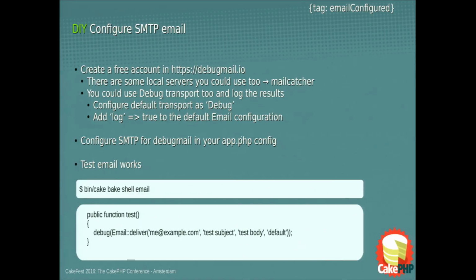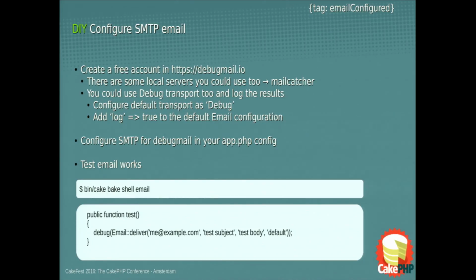So the next thing we're gonna do, I'm gonna give you 5 minutes to do it, is to configure the email for the application. I'm gonna use this service, debugmail.io, that is like a mail catcher. It's a web application where you can see the messages that are being sent. It's a very stupid service, but very, very useful. If you want, you can set up some local servers like Mailcatcher or anything else you like for debugging emails. This is usually a good idea.